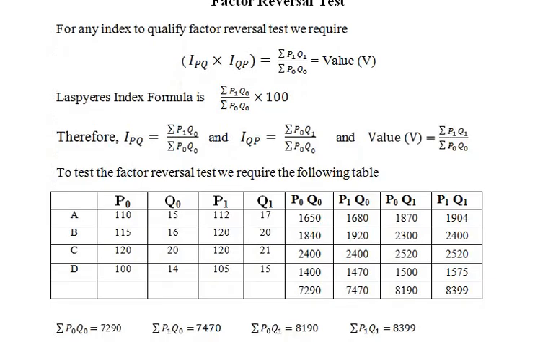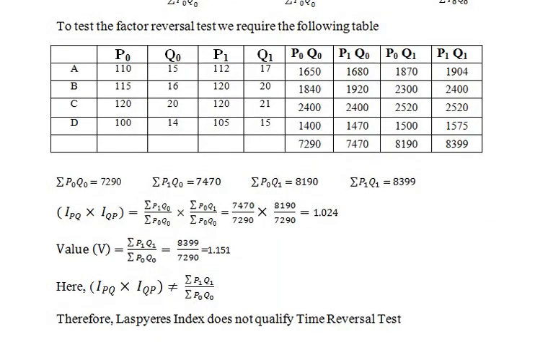Now let us go to the data table where we have calculated all those values. So here what we can see, P0 Q0, P1 Q0, P0 Q1 and P1 Q1, just like the first example. Here we have written down all those summation values, and now if we put the value of IPQ and IQP and see the product of those values, it is equal to 1.024. And now separately, if we find the value of V, which is summation P1 Q1 by summation P0 Q0, we get 1.151.